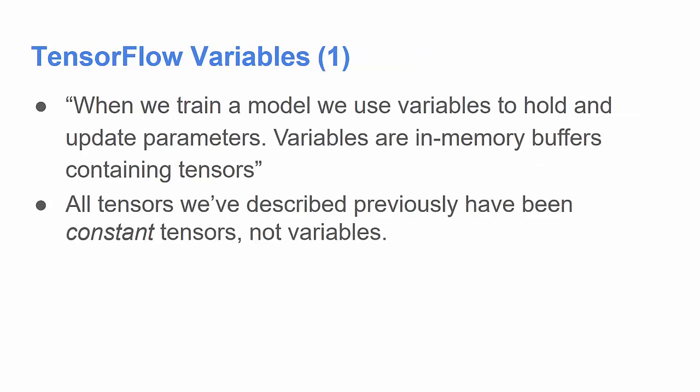TensorFlow variables. When we train a model, we use variables to hold and update parameters. Variables are in-memory buffers containing tensors. All tensors we have described previously have been constant tensors, not variables.